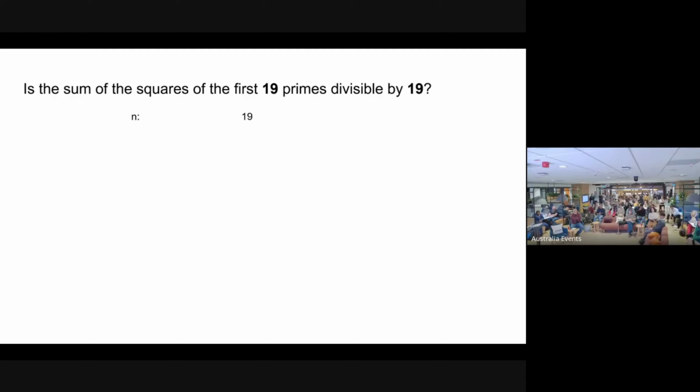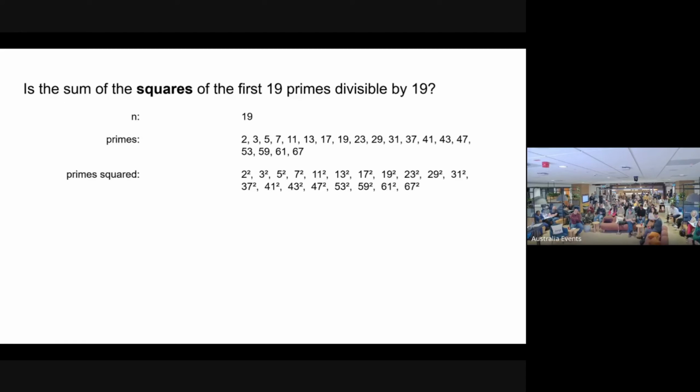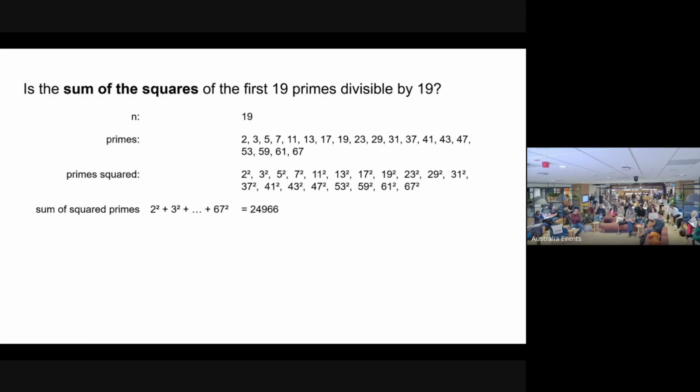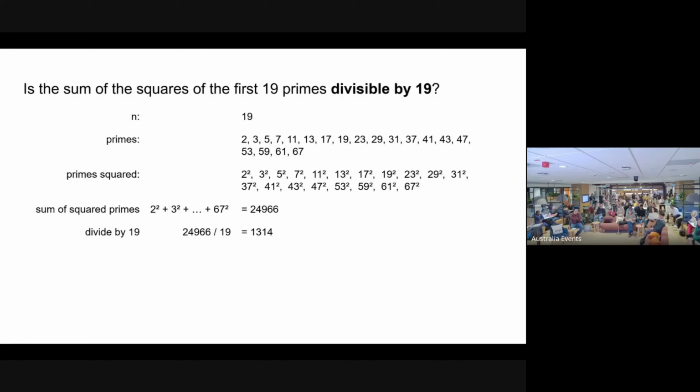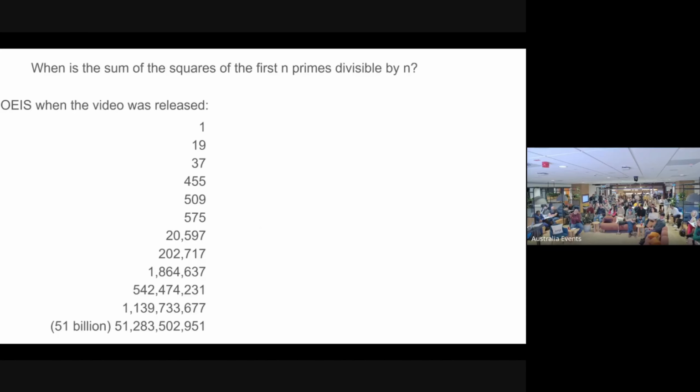Whereas, as Matt Parker said, 19 is a solution. So if you look at the first 19 primes, and then you square them, and then you want to add all of those up, you get 24,966, and you want to divide it by 19, and this goes evenly. So this is a number in the sequence. And, oh, hang on, there's the whole equation again. It might be a bit easier to picture it that way. And as I said, it divides easily, so it's in the sequence.